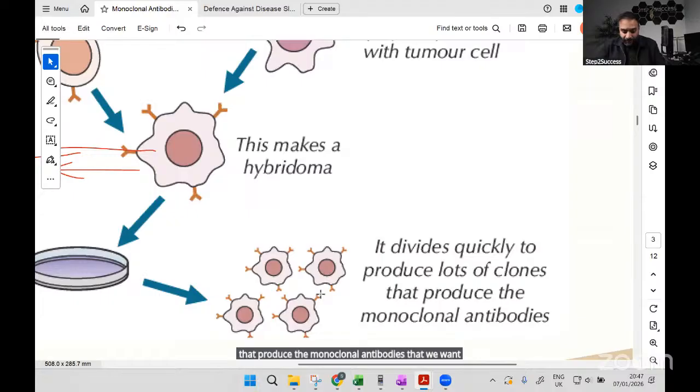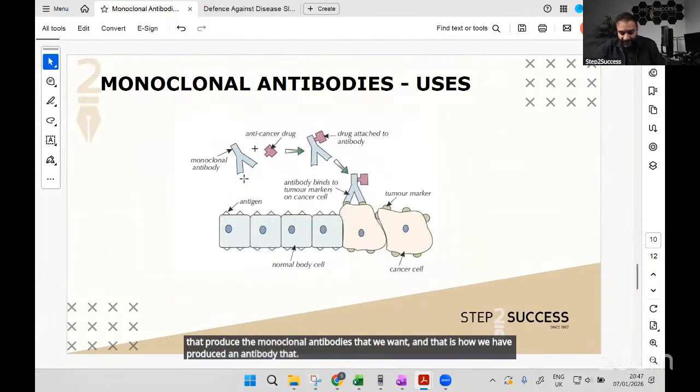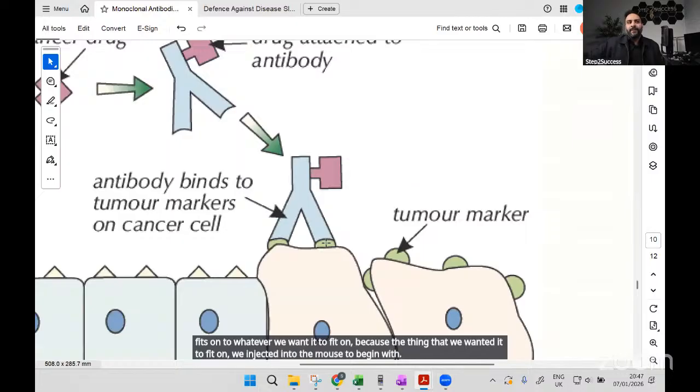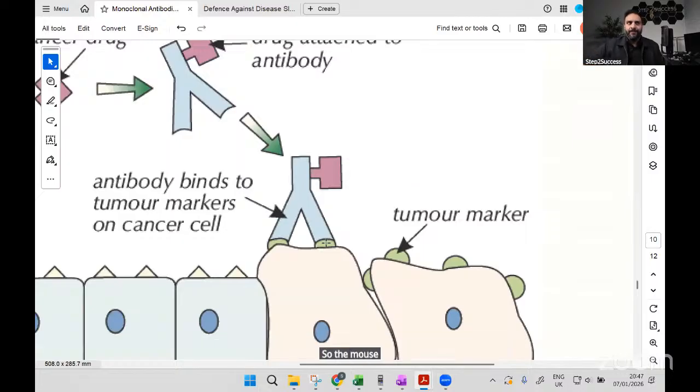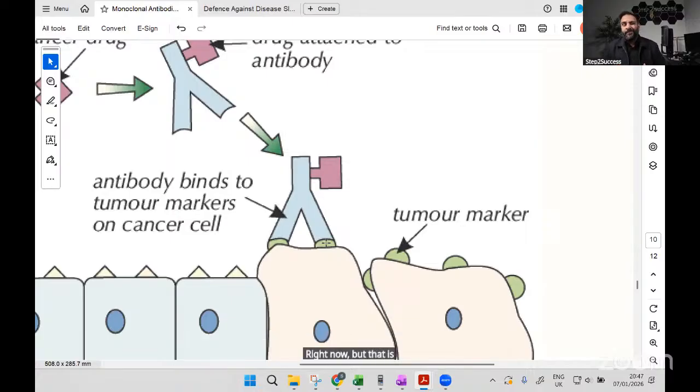And that is how we have produced an antibody that fits on to whatever we want it to fit on, because the thing that we wanted it to fit on, we injected into the mouse to begin with. So the mouse's white blood cells started making them, and that led to us having monoclonal antibodies. There is an example of monoclonal antibodies to do with pregnancy tests, which I'm not going to go into right now, but that is the kind of one where you need to know in a bit of detail how that works. Right, last thing I want to do then, give me an idea of 5C ecology.